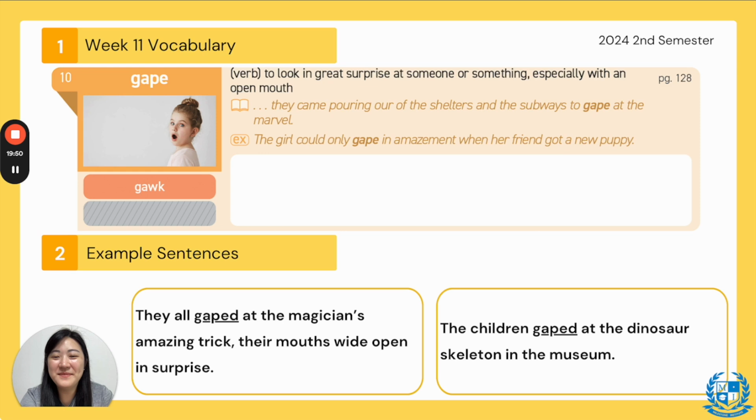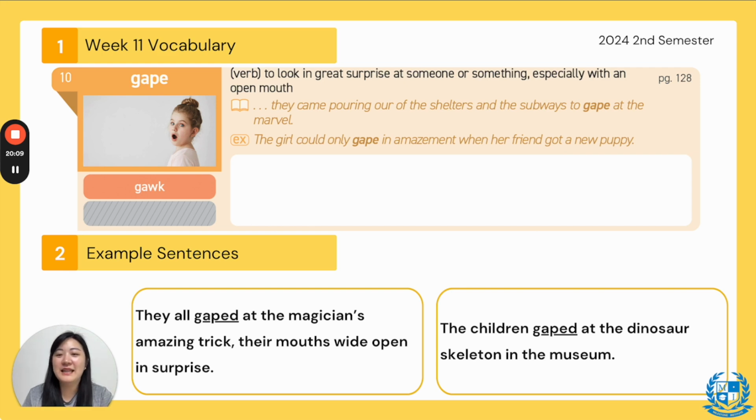In the example, 1, 2, 3. The girl could only gape in amazement when her friend got a new puppy. Lucky. I would gape too, oh, so cute. And open your mouth. Gape.